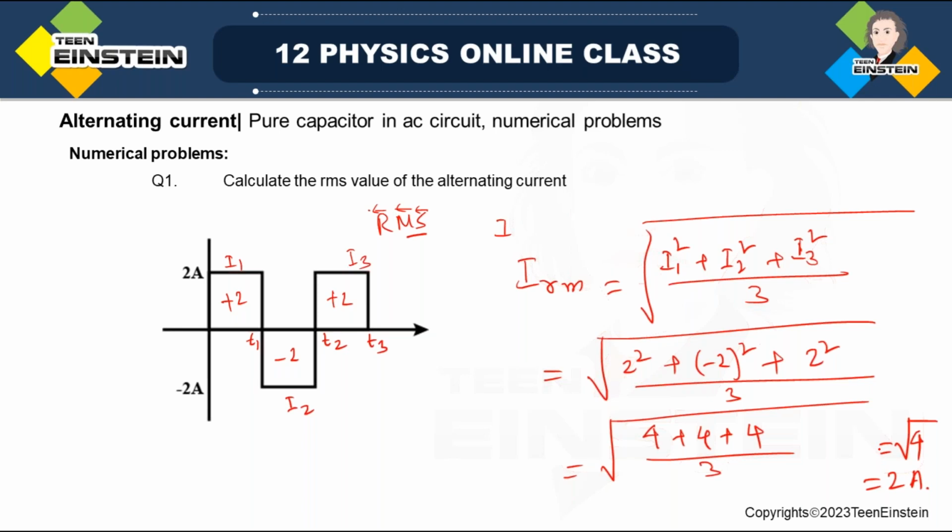So 2 ampere is the RMS current for the given pattern or variation of the alternating current. Okay.